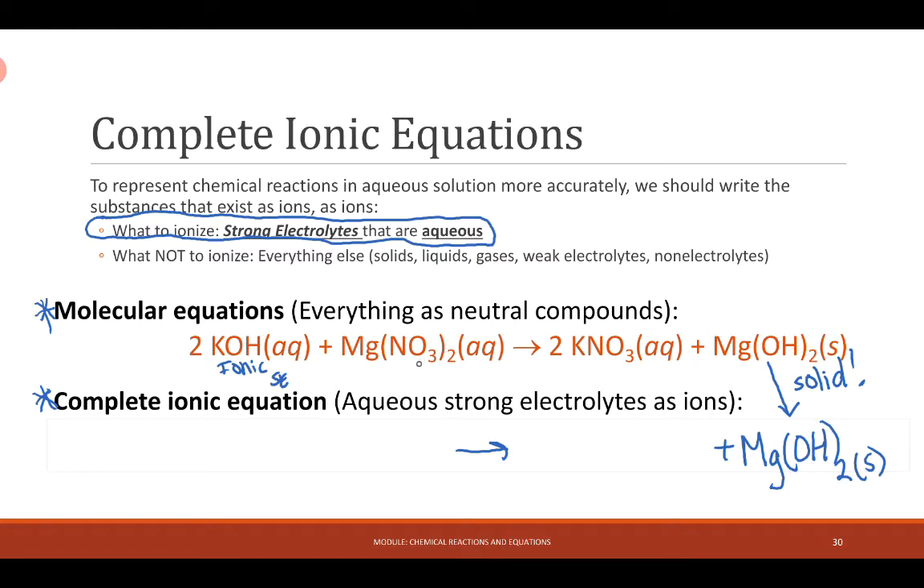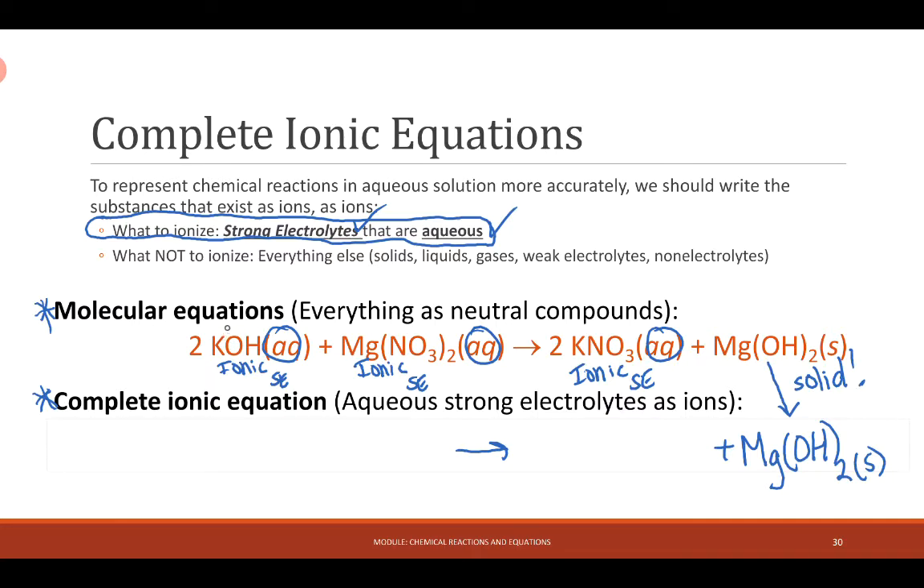Now we have magnesium nitrate. That's also an ionic compound, and so it's also a strong electrolyte. You can see that all of these are aqueous, and so that's why I am considering ionizing them. Since it's aqueous and it's a strong electrolyte, they will be ionized. And that one's ionic as well, a strong electrolyte, and so it will be ionized.